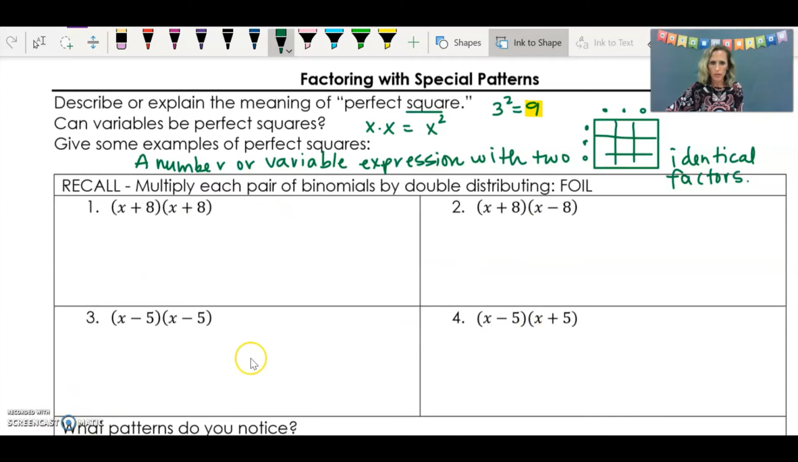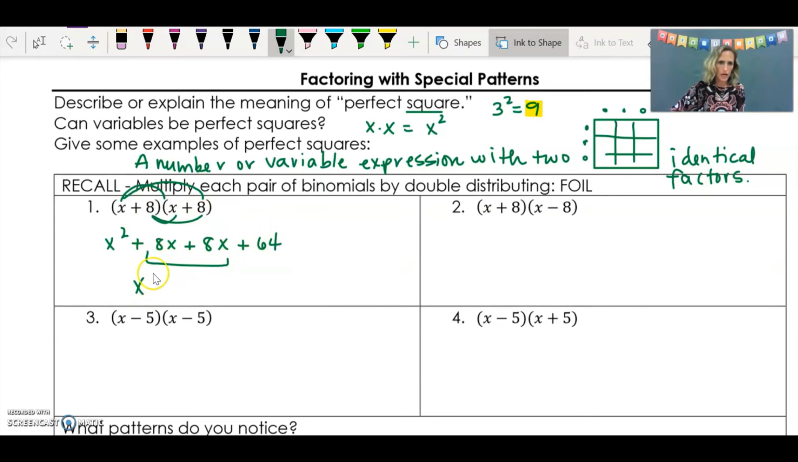We have these 4 examples down below, and we're going to double distribute to simplify and eliminate the parentheses. On this first pair of binomial factors, we'll multiply x times x, which gives us x squared, then x times 8 gives us positive 8x. Here we have 8 times x, that gives us 8x again, and 8 times 8 is 64. Then we can combine like terms to get x squared plus 16x plus 64.